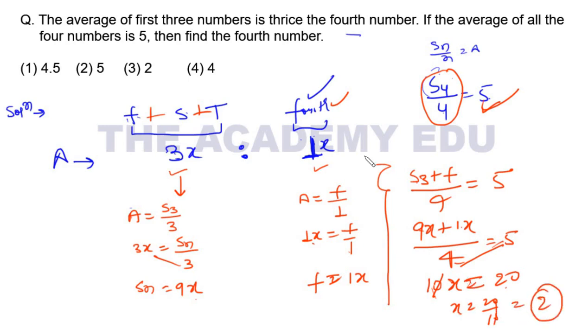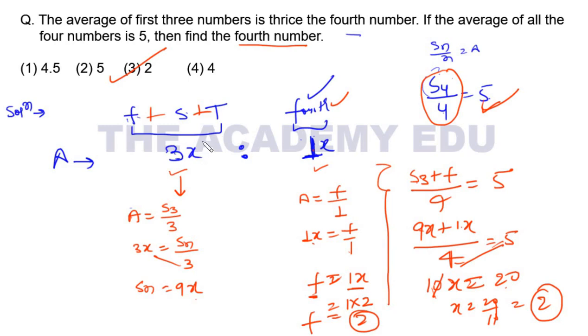So what is the value of x? Now what is our fourth number? The question is asking what is the fourth number. The fourth number is 1x, right? So 1 into what is the value of x? 2. Right? So 1 times 2 is 2. So the fourth number is 2. Is that the answer? Yes, 2 is the fourth number.